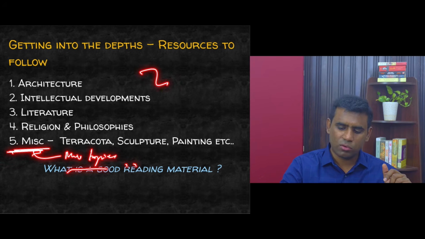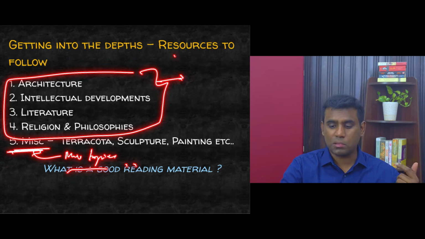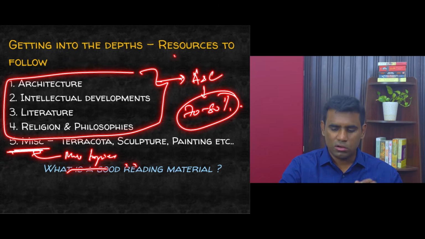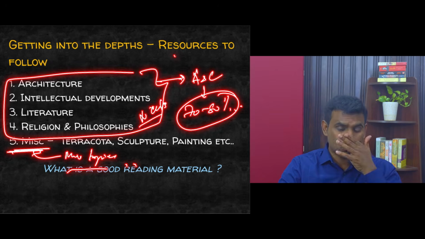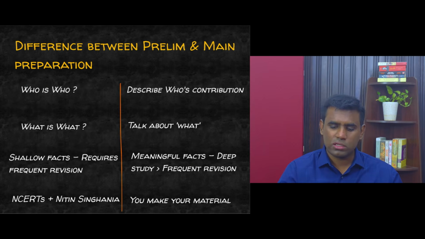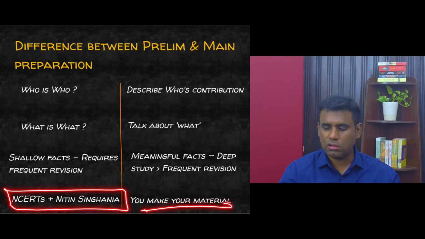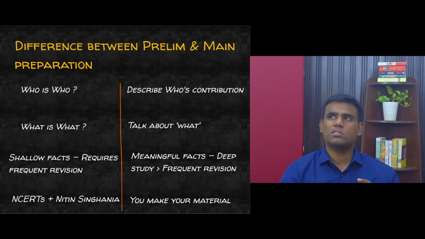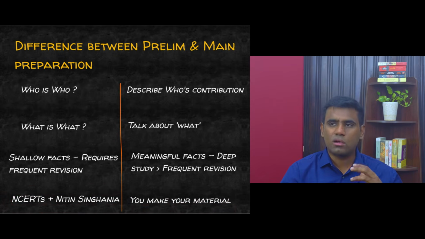But when it comes to the other 4 parts, the other aspects of art and culture from where 70 to 80% questions are asked, for this, Nitin Singhania is not the resource to read. Okay, NCERTs is not the resource to read. But then, what will you even read then? Well, just look at this difference that I have written here. NCERTs and Nitin Singhania for your prelims, but for your mains, I say you make your own material. There are just 100 different websites, there are just 100 different books from where you can make your own material. But make sure you read at least one of them properly.